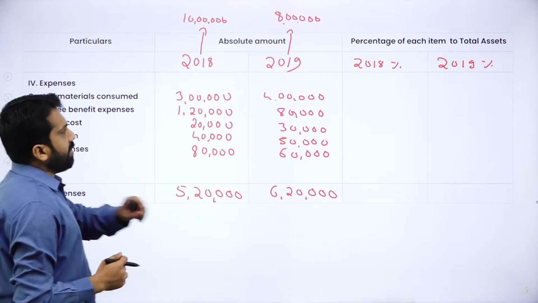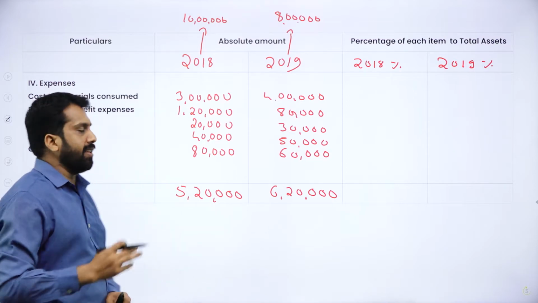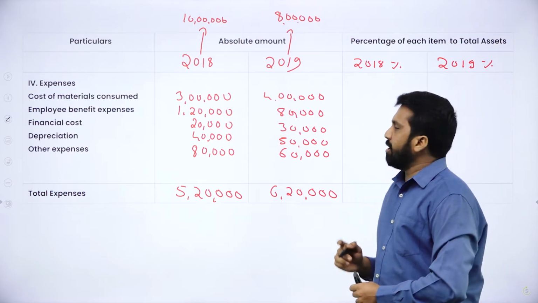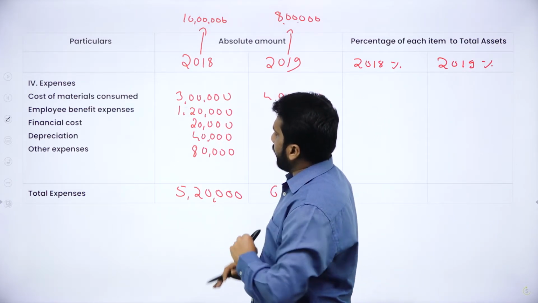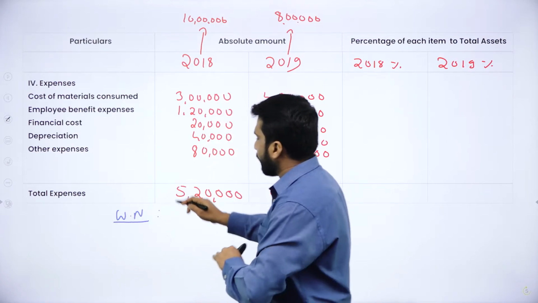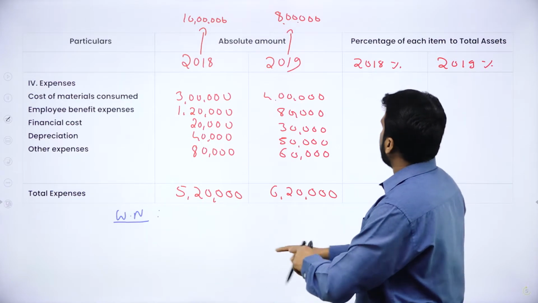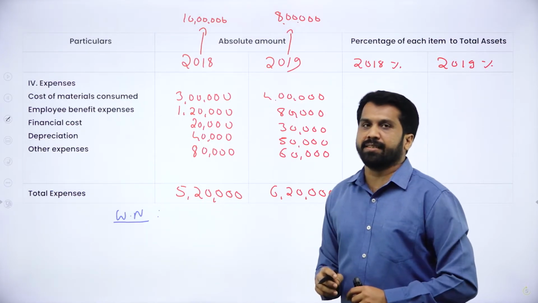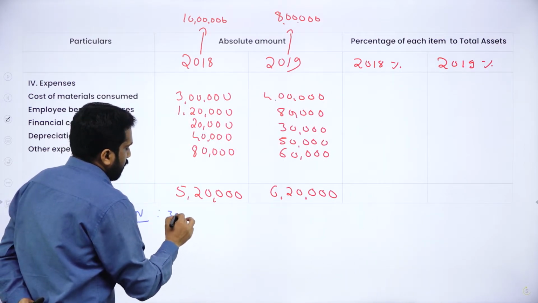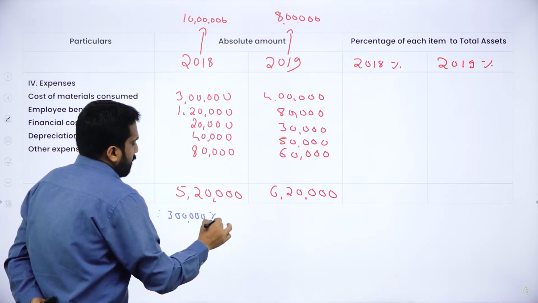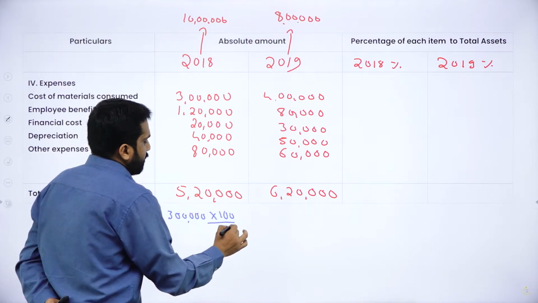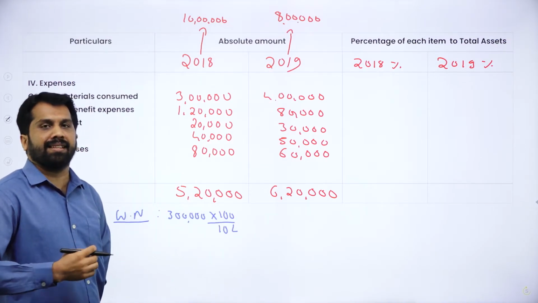Now, how to calculate percentage? Easy calculation. One by one we'll calculate. First we'll calculate for 2018. After the answer, you should mention that working note. Here you have to calculate everything. After calculation, you should write your solution here. Now, what is the first one? 3 lakh. 3 lakh multiplied by 100, divided by, what is the base? The base is 10 lakh.